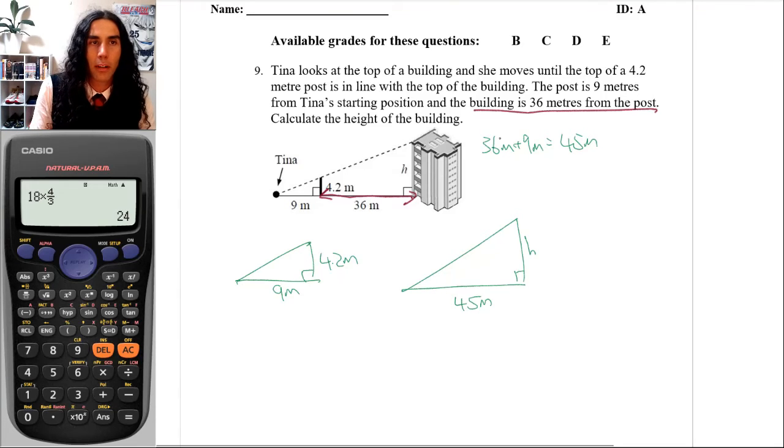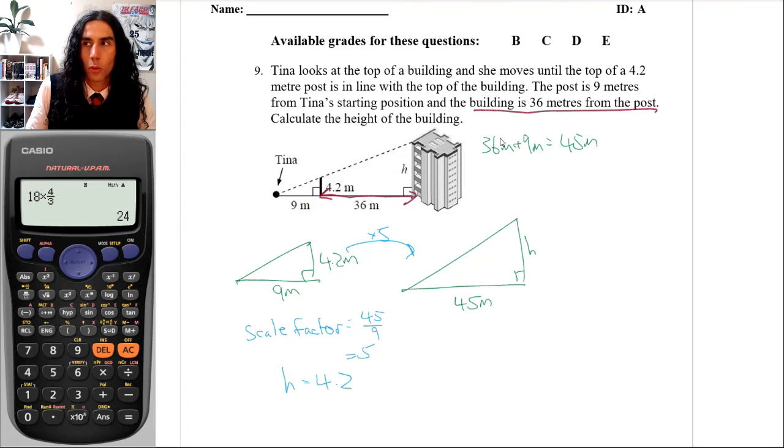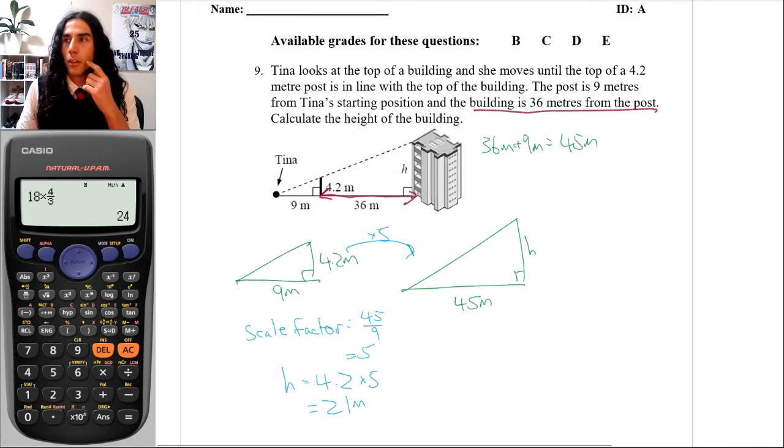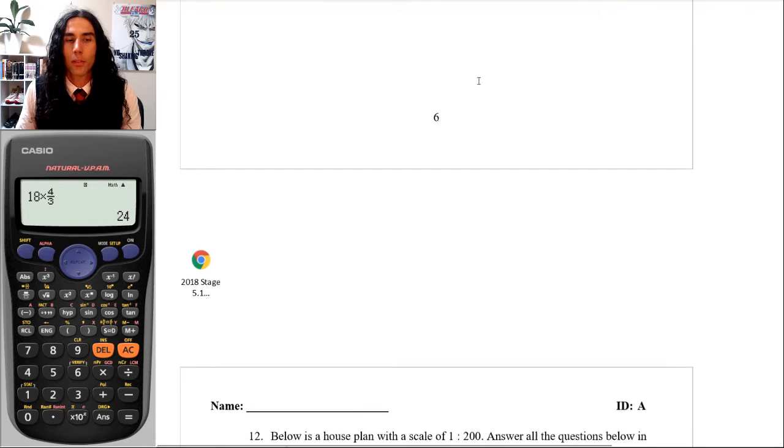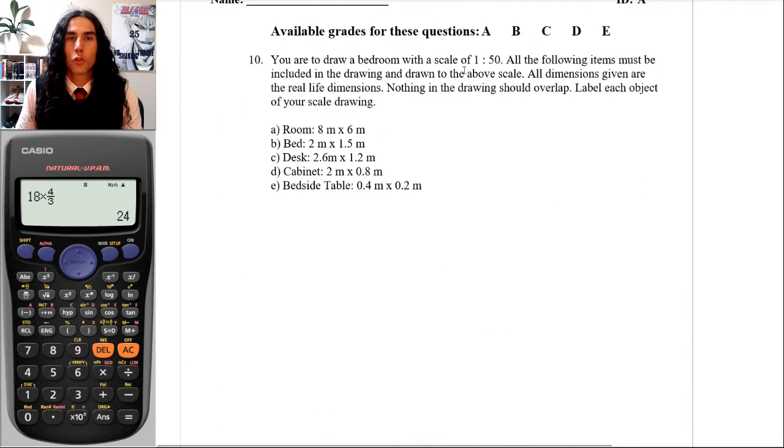So now, scale factor. Going from that to that. 45 over 9 is times it by 5. H equals 4.2 times by 5, 21 meters. Done. Scrolling down. A-level question. Draw a bedroom.